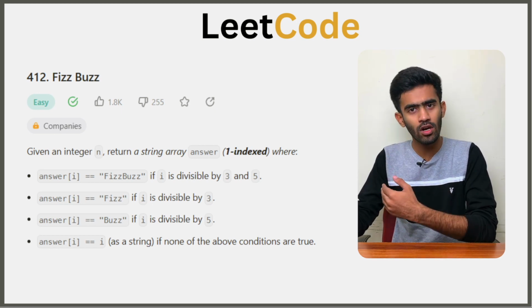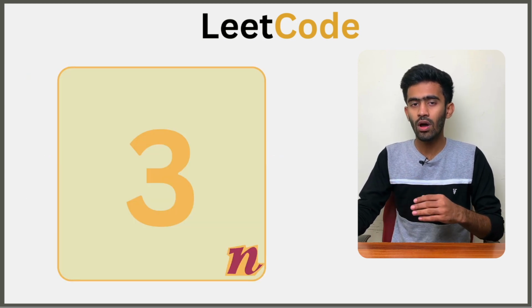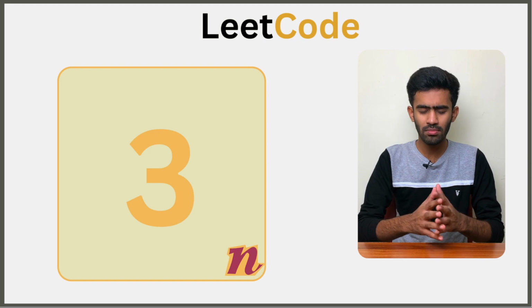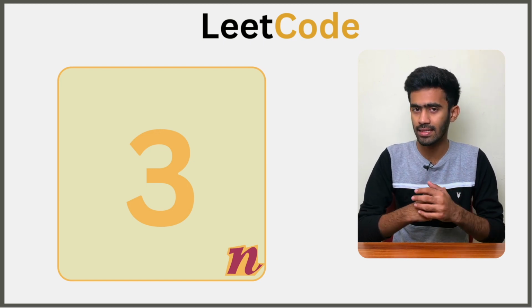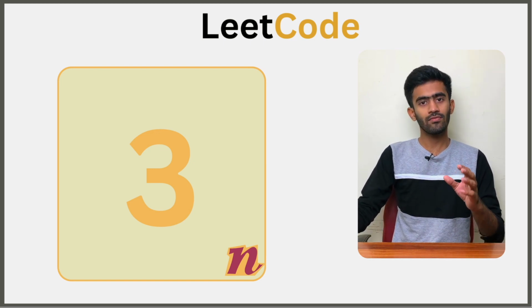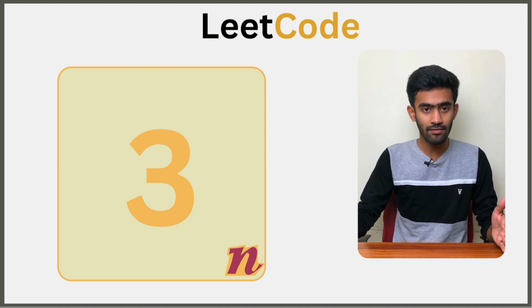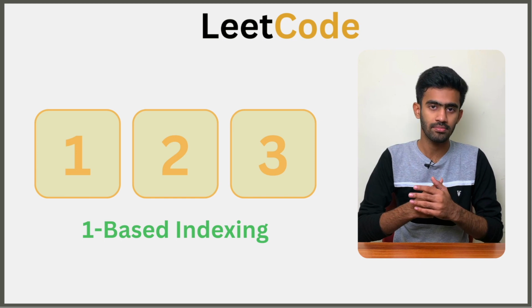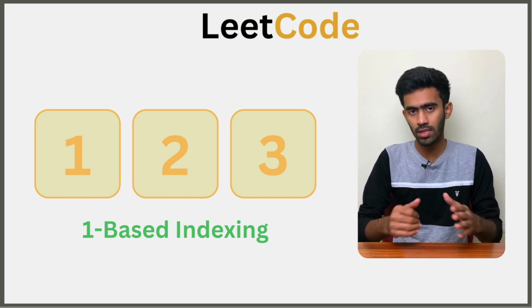Now let's move on to an example and try to understand the question and the logic behind this. Here we have an example number. Let us take a small number, let's say 3. With this, we will have the numbers starting from 1 all the way until 3, because we know it follows the 1-based indexing. So we have these numbers 1 to 3.